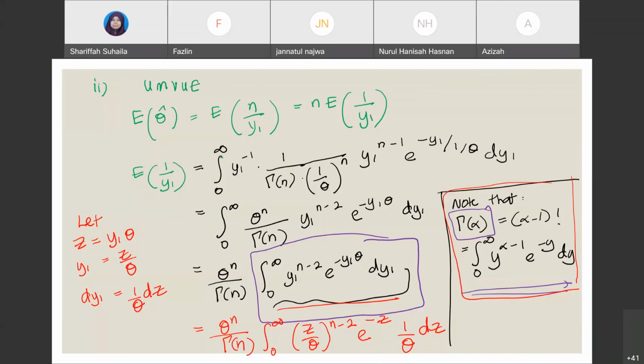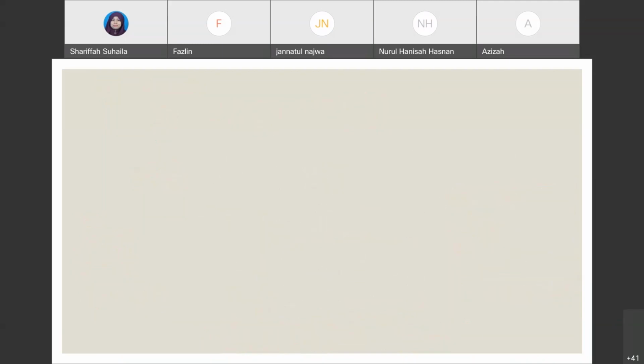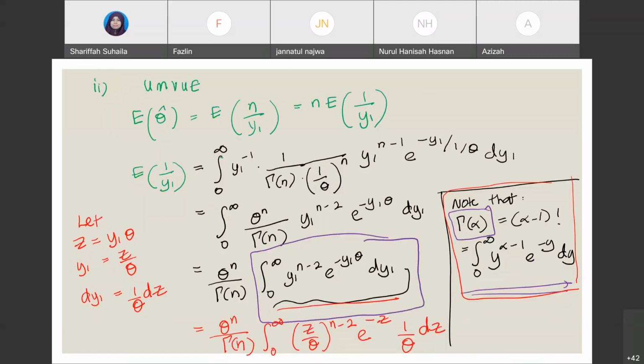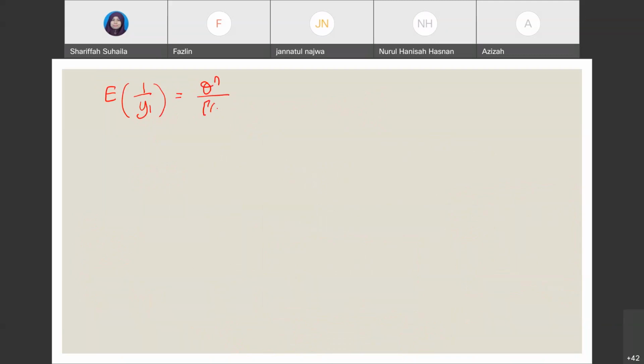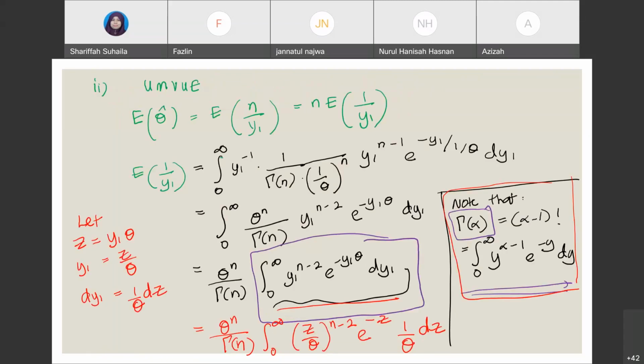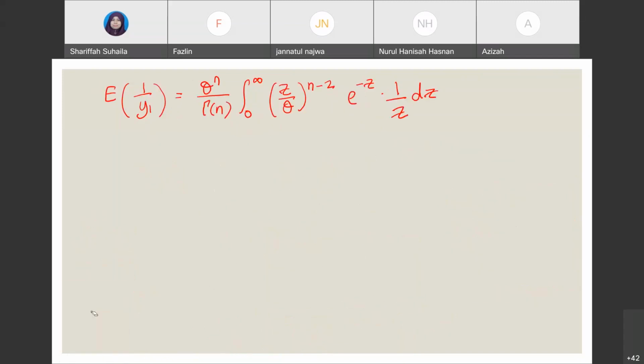Okay, so now we try to simplify. I will copy it again on the side. So you will have the expected value of 1 over y1, and then you will have theta^n, gamma n, then the integral from 0 to infinity, of z over theta, and 1 over theta dz.